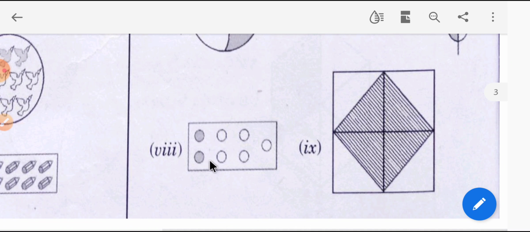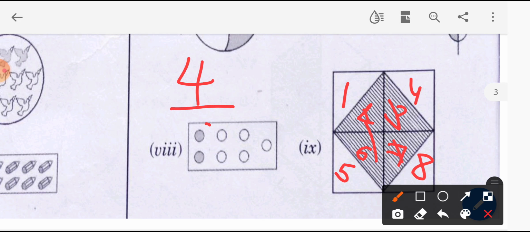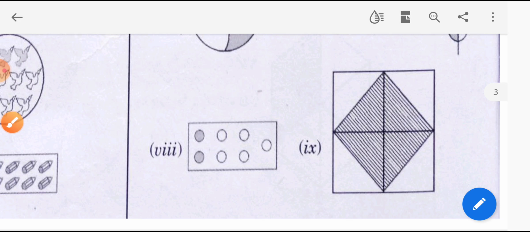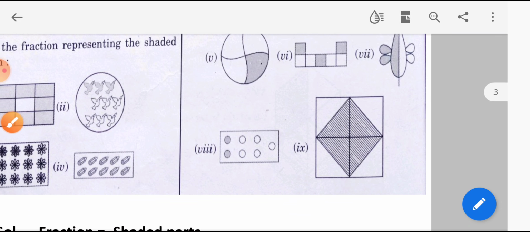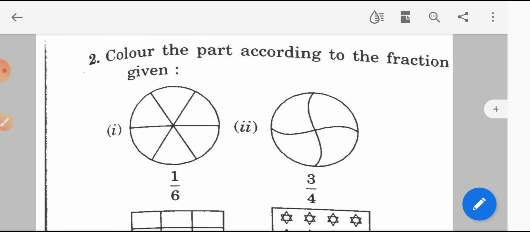The ninth one. See, you have to count the total parts. 1, 2, 3, 4, 5, 6, 7, 8. Total 8 parts are there. Out of this, how many are shaded? Only 1, 2, 3, 4. So fraction will be how much? 4 upon 8. Like this you have to solve all the given questions. First you have to count the total parts. After that you have to see how many parts are shaded.